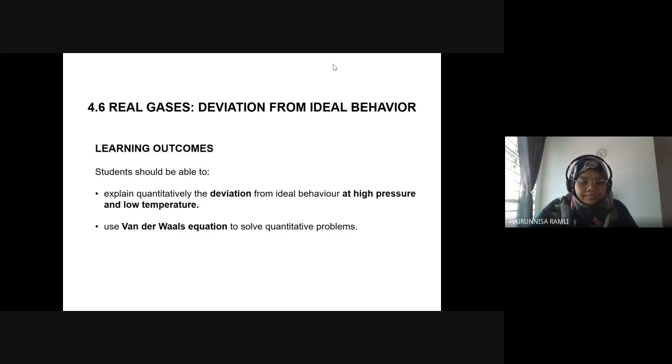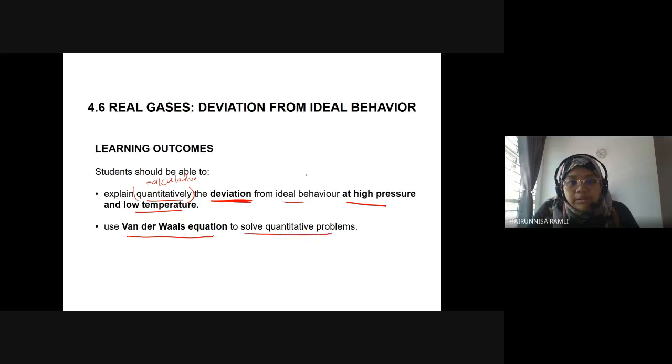So now, okay, we will go to the 4.6 real gases, the deviation from ideal behavior. Okay, so at the end of this subtopic, okay, you should be able to explain quantitatively. Maksudnya, bila quantitatively, this is related to the calculation. Okay, akan ada formula. The deviation from the ideal behavior at high pressure and low temperature. Okay, and then use Van der Waals equation. You kena pandai gunalah. Sebab you kena tahu apa equation Van der Waals ni to solve the quantitative problems.